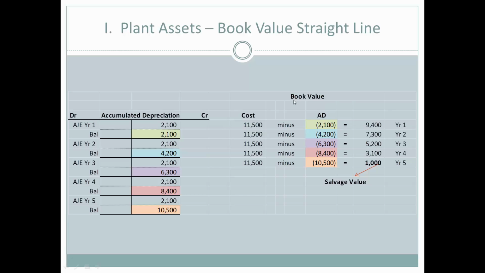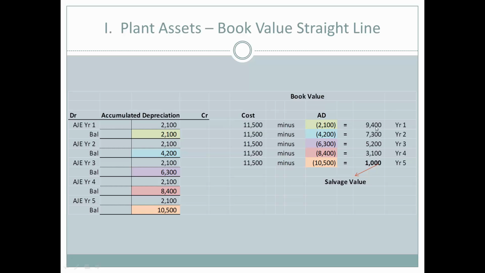Now let's look at how we would compute book value. So book value is cost minus accumulated depreciation. This is our cost each year. Then this is our accumulated depreciation. Year 1, $2,100. Year 2, $4,200. Year 3, $6,300. Year 4, $8,400.